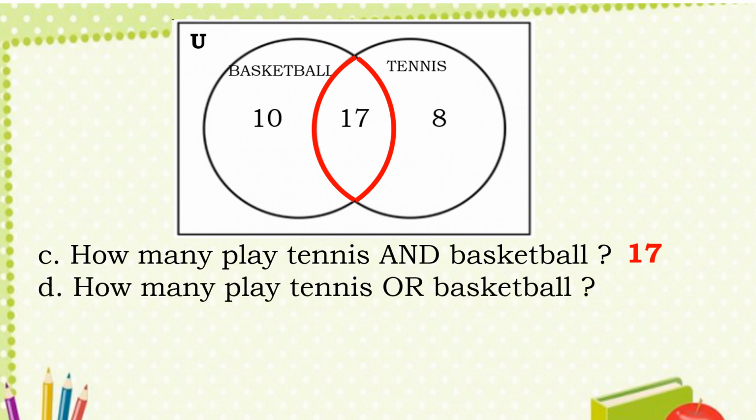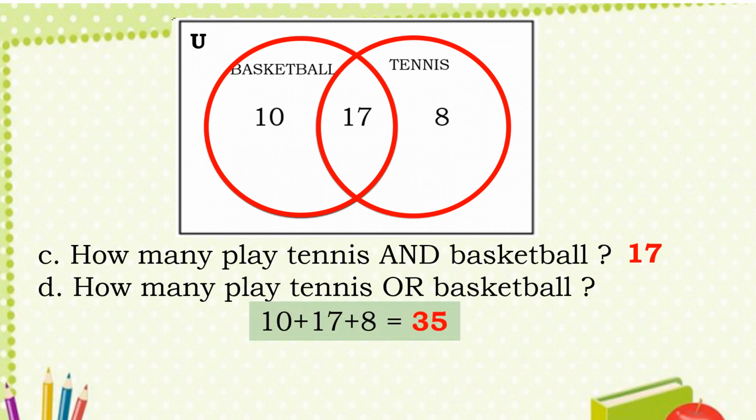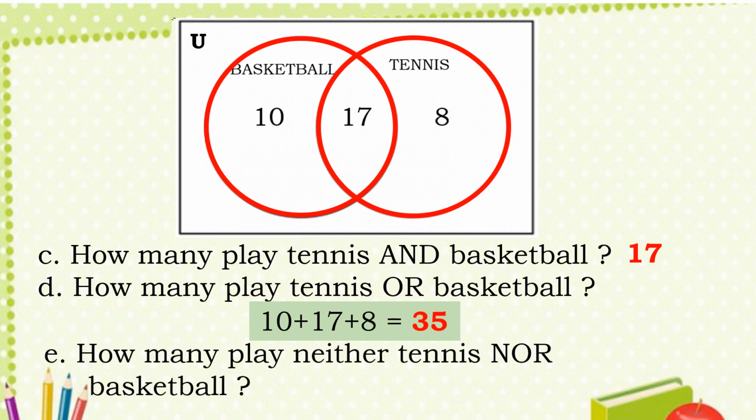Letter D, how many play tennis or basketball? Or is for union. Diba? So, we are referring to this section, basketball and tennis. And then, add them together. We have 10 plus 17 plus 8 equals 35. Letter E, how many play neither tennis nor basketball?